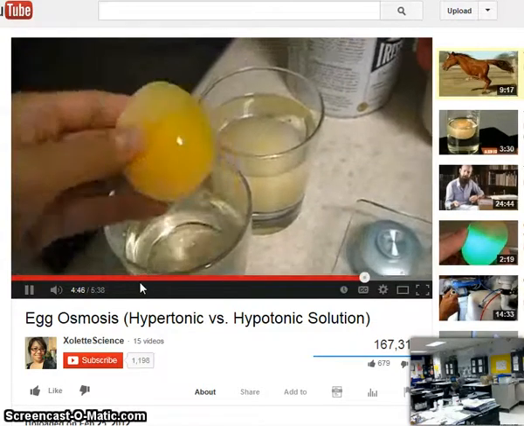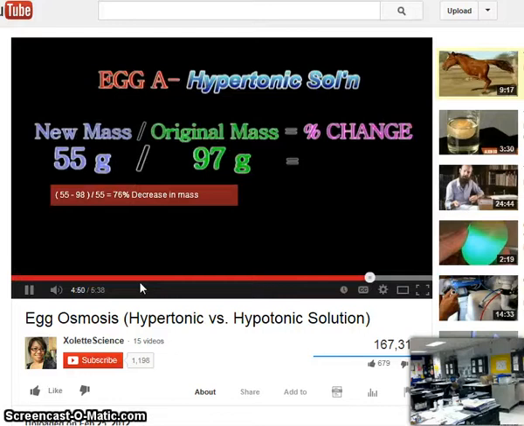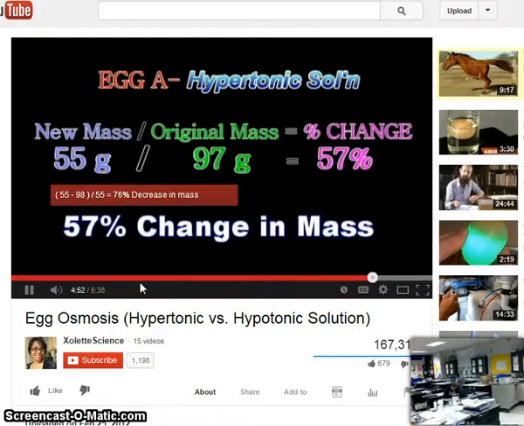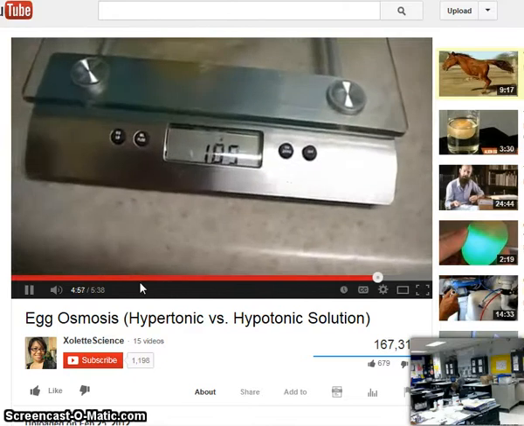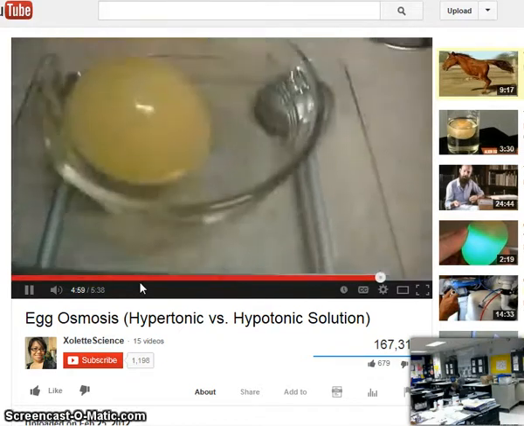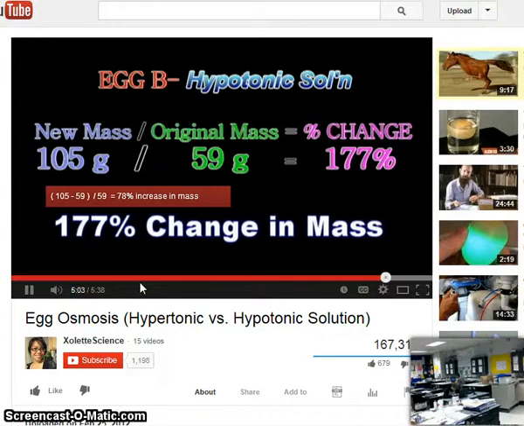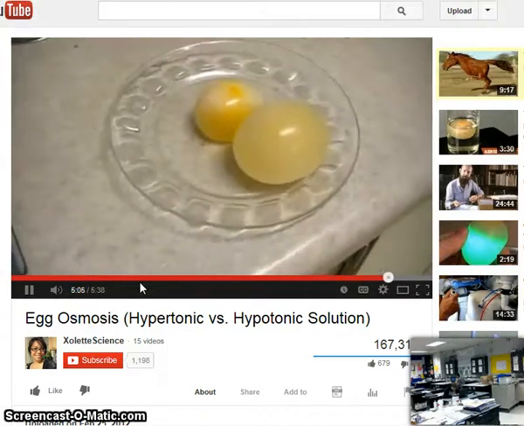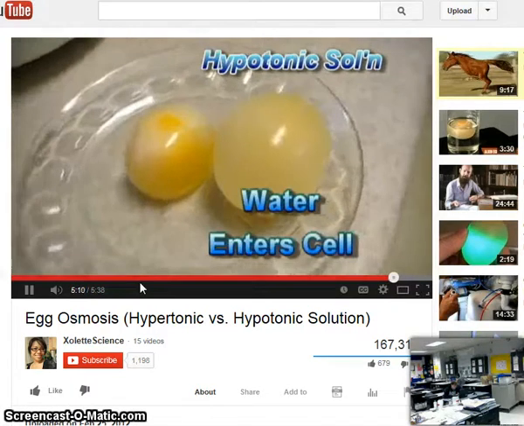Egg A went from 97 grams to 55 grams. Egg A has decreased to 57% of its original weight. Egg B went from 59 grams to a whopping 105 grams. Egg B has increased in weight to 177%. From this experiment, we can definitely conclude that when a cell is in a hypotonic solution, like water, water enters a cell.